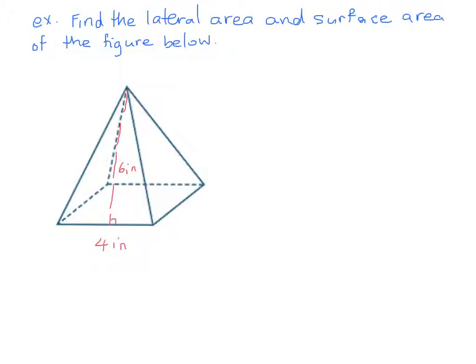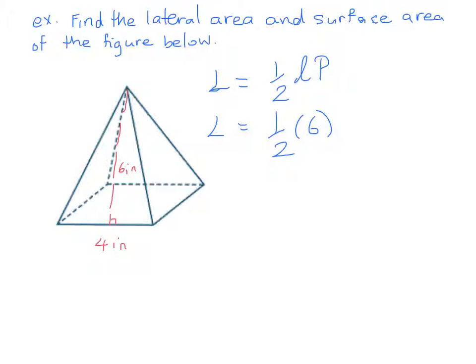Okay, so here we're being asked to find the lateral area and the surface area of this figure. And this figure is a square base pyramid. So in order to figure out the lateral area, we now know that the lateral area is going to be equal to a half LP, where L is the slant length, so that length right here, and P is the perimeter of the base. So now that we know this, we can go ahead and just substitute into our formula. A half L, or slant length, is 6 times P.